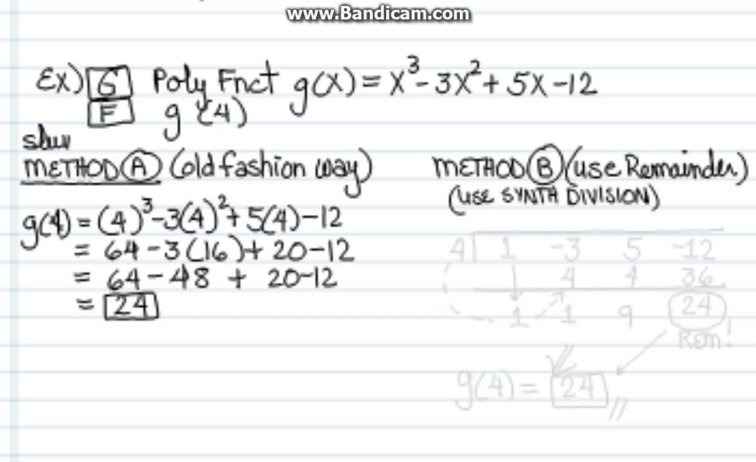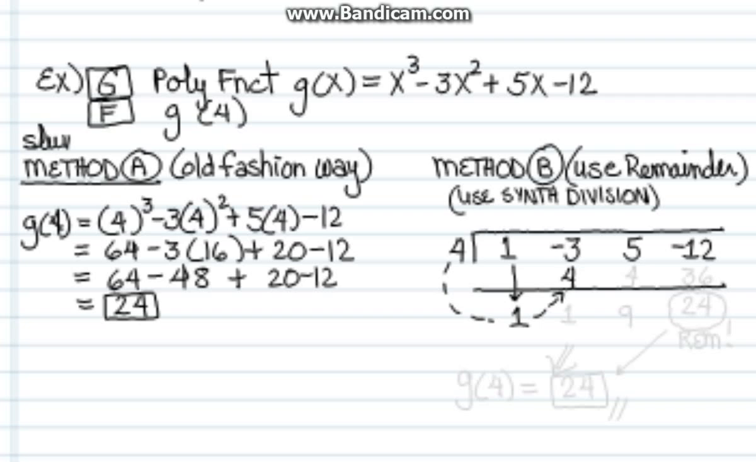So we're going to synthetically divide our polynomial. Let's list the coefficients in descending order and divide by 4. So we've got 1, we've got -3, we've got 5, and -12. Leave some space and draw a horizontal line. Bring down the first number. Multiply by 4. Write that under the -3. We get 4. And we're going to add: -3 plus 4 is 1. Multiply 4 times 1. Add. Multiply 4 times 9. Add. And here's our remainder, 24.